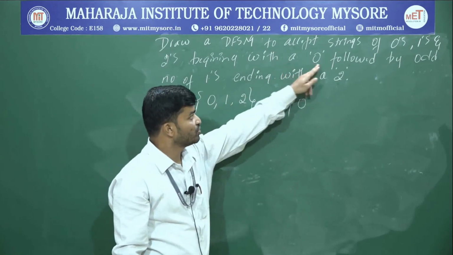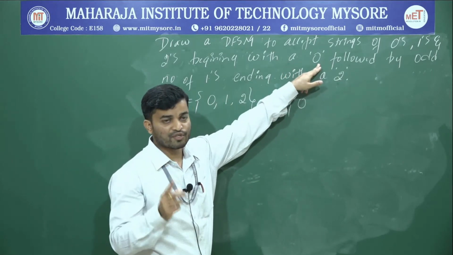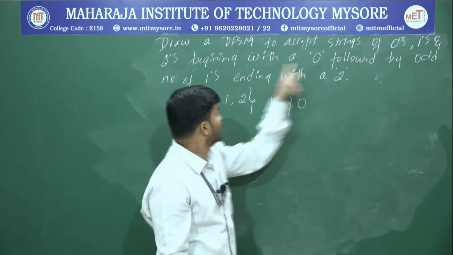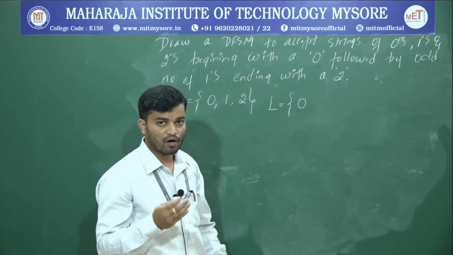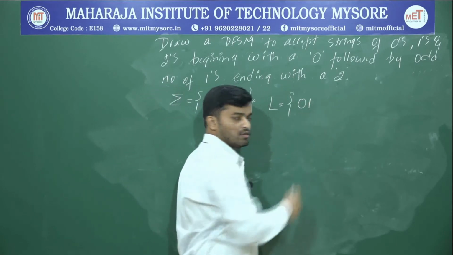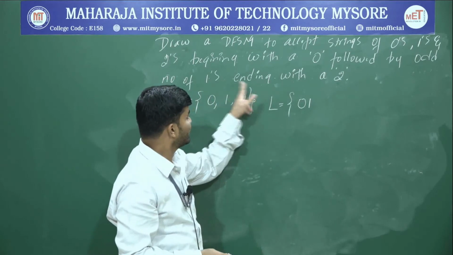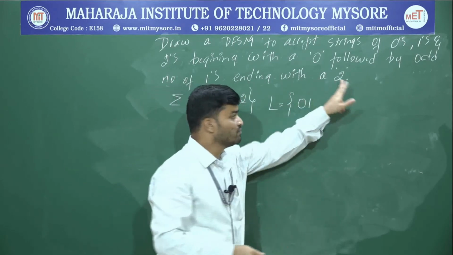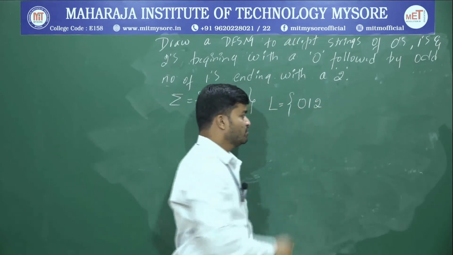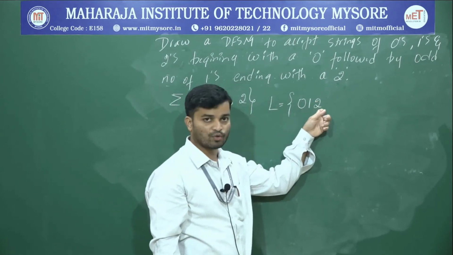Okay, with a 0. So there should be exactly one 0 with a 0. Therefore there should be exactly one 0 followed by an odd number of ones. There should be an odd number of ones after that 0. So either it may be 0 1, then ending with a 2. Ending with a 2 means there should be exactly one 2. It means it should begin with a single 0 and it should end with a single 2.